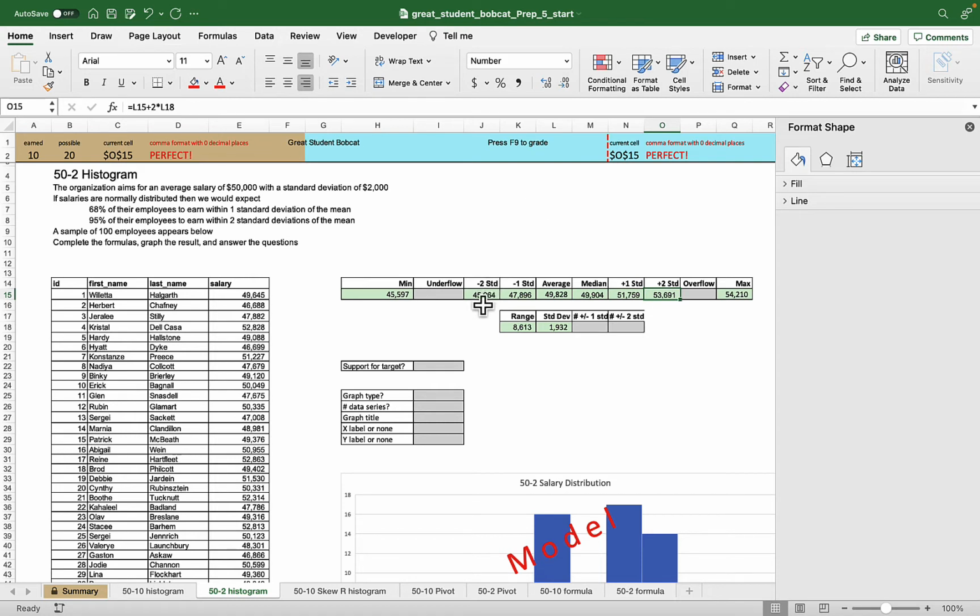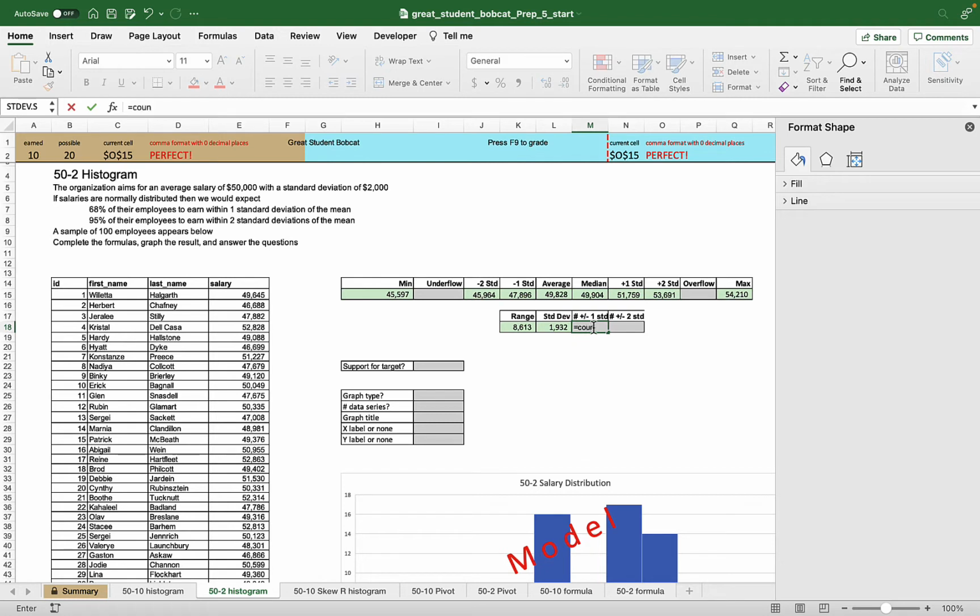So you can see the salaries are really packed in. 95% of our employees should end up between about 46,000 and 54,000. So let's see if it's true, right? If the empirical rule holds out.